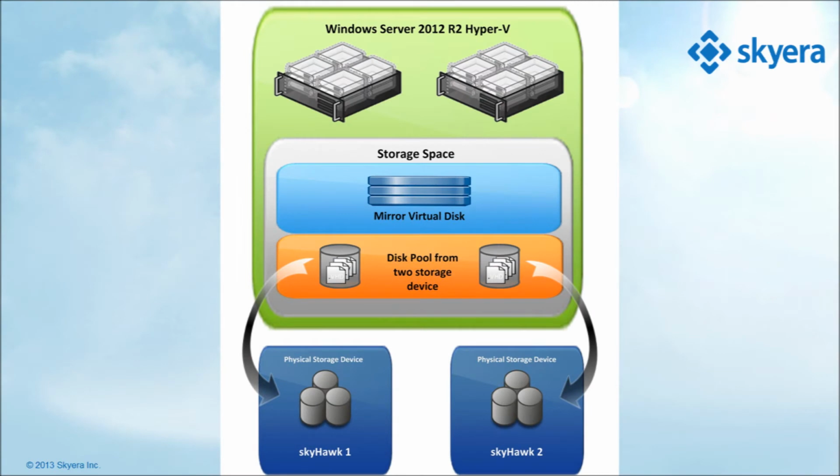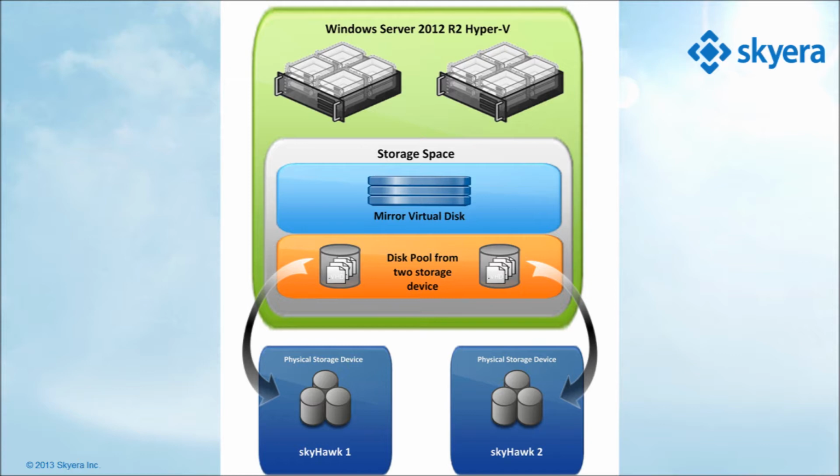Now let's take a look at the environment of today's session. It is a simple environment. We have two physical servers with Windows Server 2012 R2 installed. Windows failover cluster and Hyper-V are enabled on both servers. Each server is connected to two SkyHawk storage devices using a Dell 410 10 gig switch. Software iSCSI initiator and multipathing are used for iSCSI connectivity to storage.